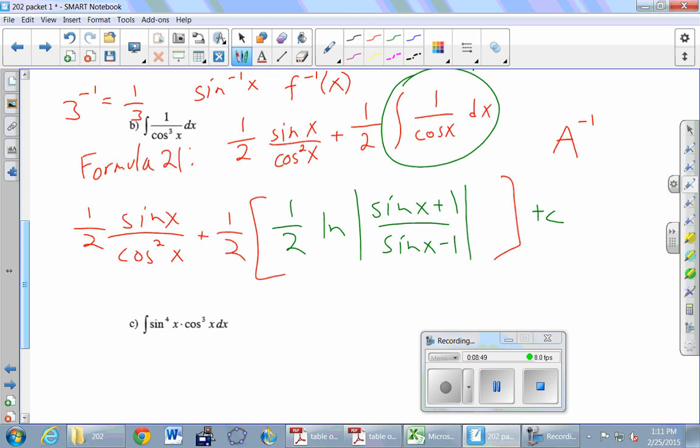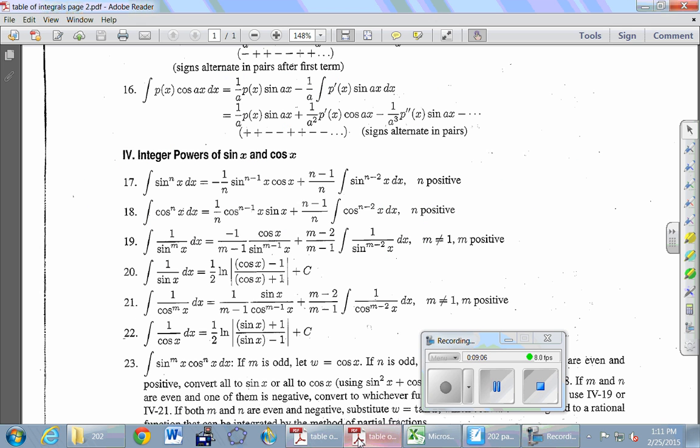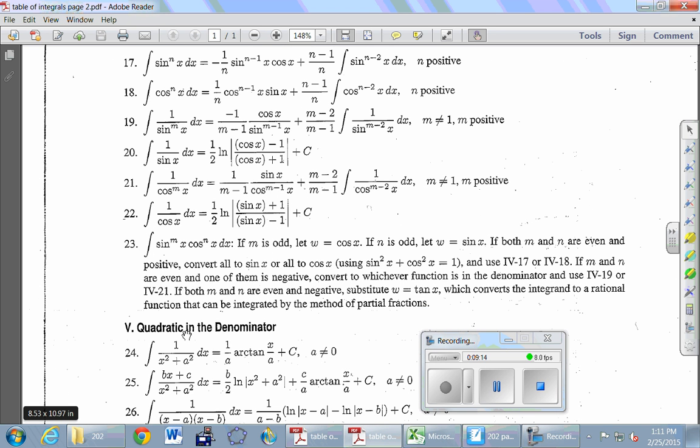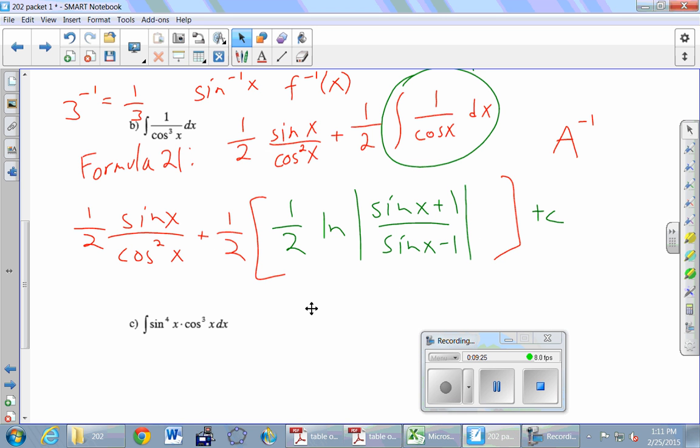All right, let's take a look at part C. Sine to the 4th times cosine cubed. Again, we've got powers of sine and cosine, so it feels like it's going to be somewhere near the formulas we've been looking at. Anybody find any candidate for sine to the 4th cosine cubed? 23. All right, so 23 has a whole paragraph of stuff written about it. But 23 is the right pattern, right? How much is m and how much is n? How much is m? 4 and n is 3.